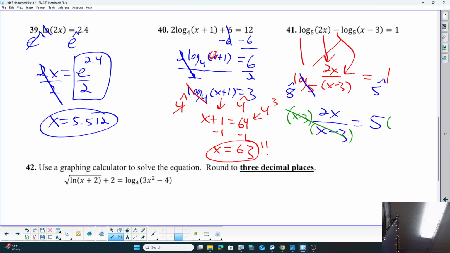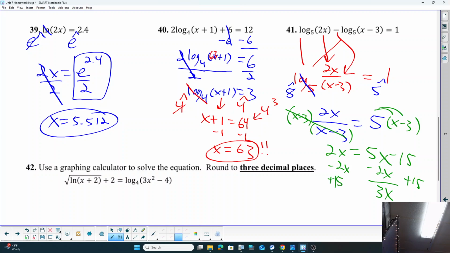Multiply x minus 3 over to the other side. There we go, you guys. So then we're going to distribute the 5 through. So we get 2x is equal to 5x minus 15. And then we're going to minus 2x to this side. Pause me, try it on your own. And add 15 over to this side. So then we get 3x equals 15. That goes away. Divide by 3. And we get x equals 5, which does work.